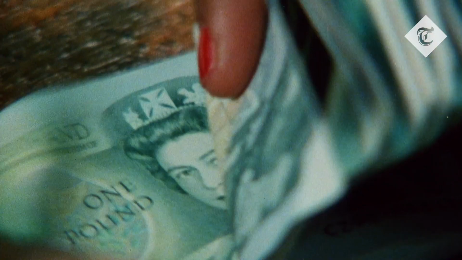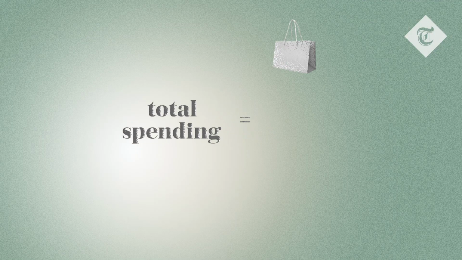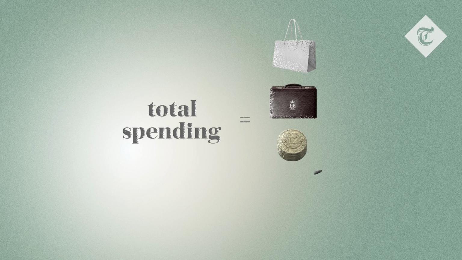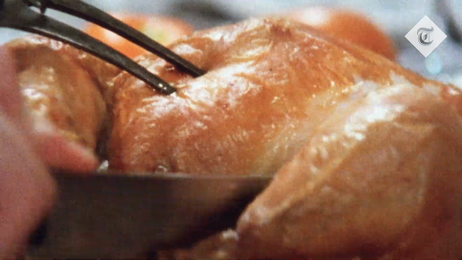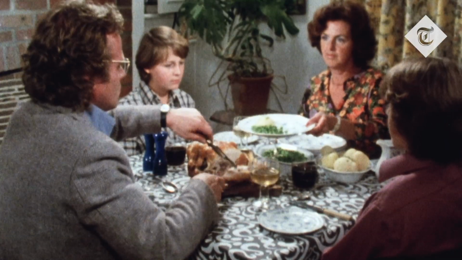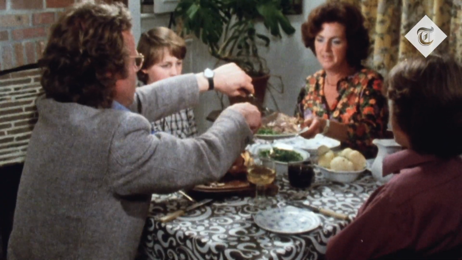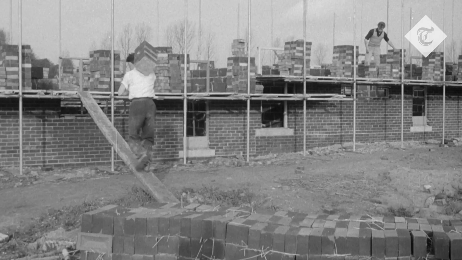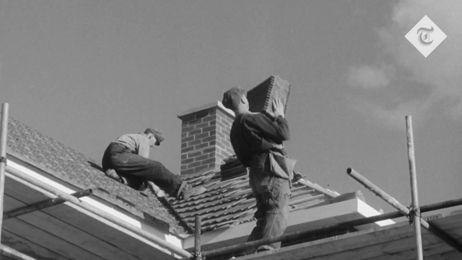The last measure, total spending, is perhaps the most familiar and can be calculated by adding up consumption, government spending, investment and net exports. Household spending forms the biggest part, accounting for about 2/3 of GDP, while a business buying new equipment or a construction company building houses are examples of investment.